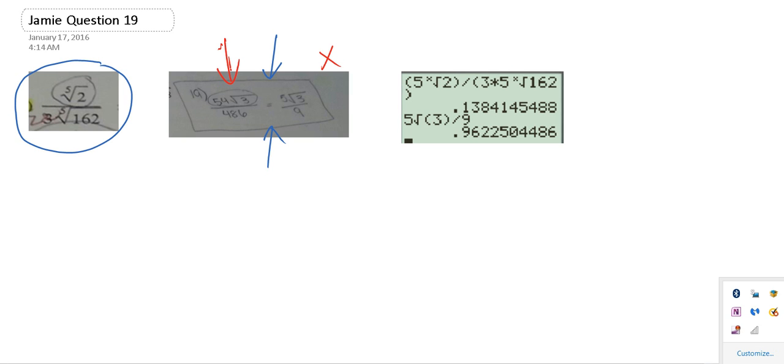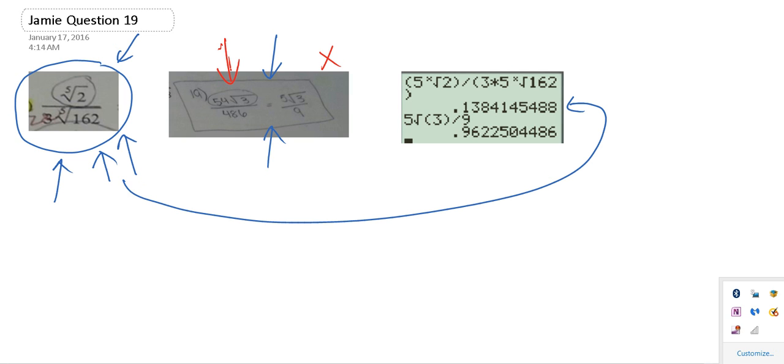it's actually not right. So going back to the original question with these blue arrowheads here, if you put this expression into your calculator, you get 0.13841454888. And if you put this expression into your calculator, and I tried this a few times already, you get a totally different answer, like 0.96225. Sorry, I put that expression into your calculator there, and they don't match. So there's no way that could be the right answer.